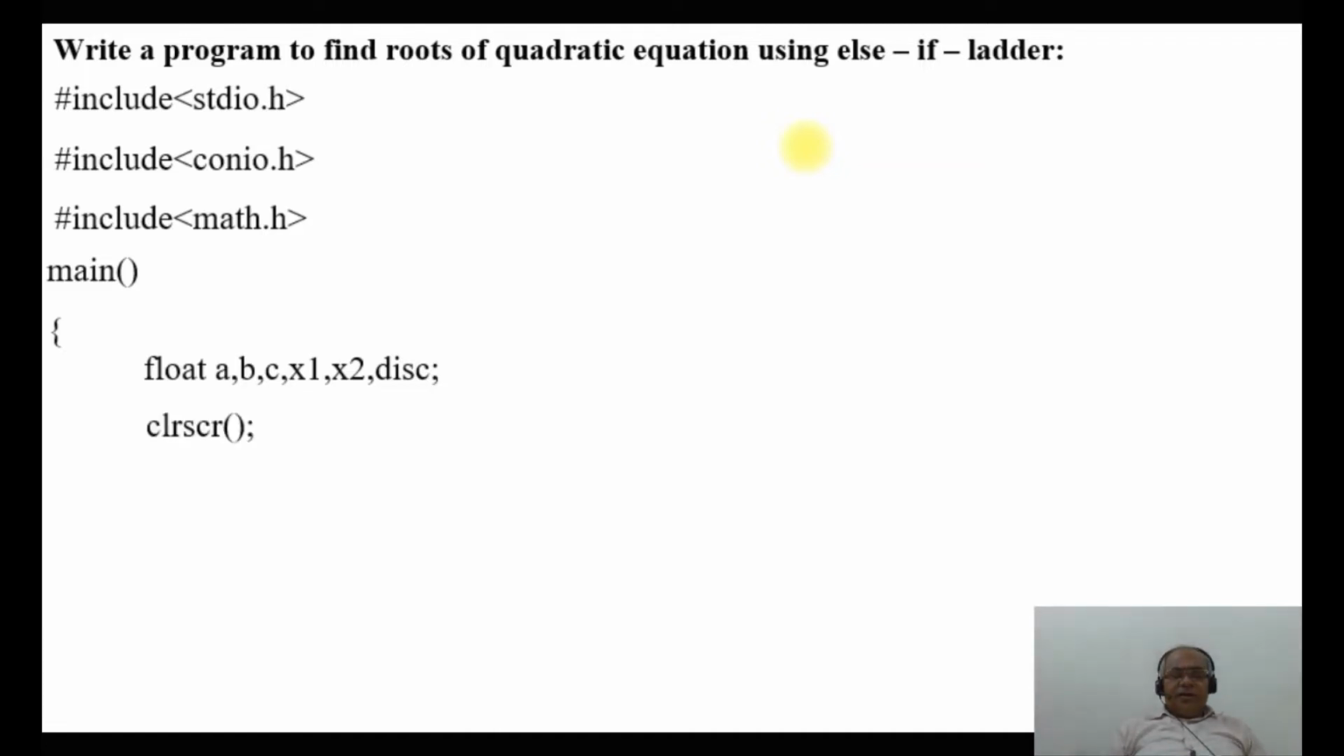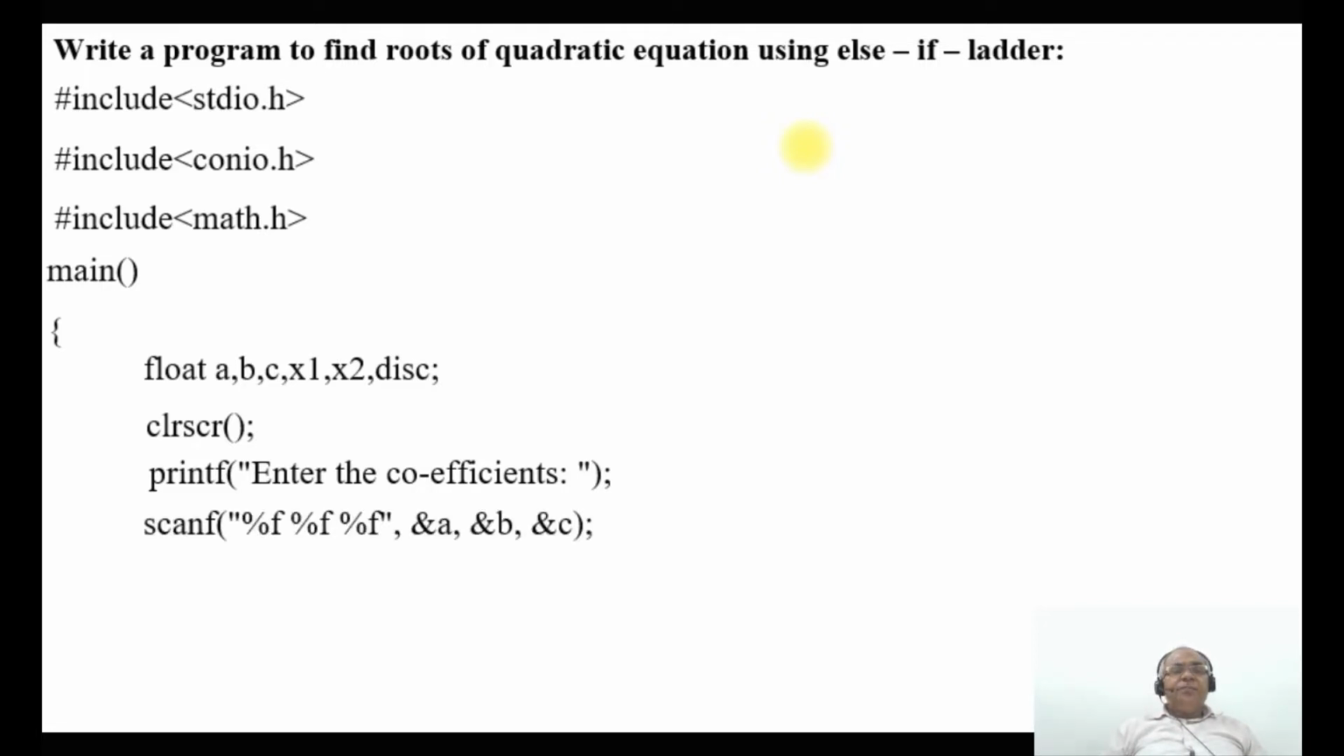So now we go for clear screen and then printf, enter the coefficients. The coefficients are a, b and c. So we will enter those coefficients and read those coefficients. Since the declaration of the variables is float, it will have %f, and we are using three %f because we have to read three coefficients a, b and c. So discriminant, that is disc, is equal to b square minus 4ac. Wherever you get b square minus 4ac, you substitute that as the discriminant, disc.